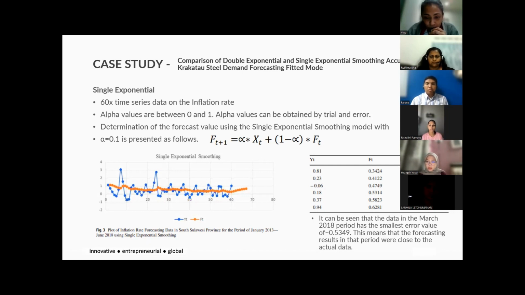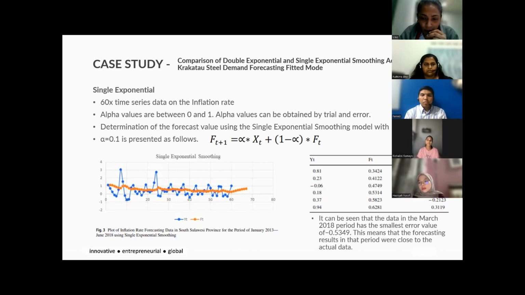So from the 66 data, we need to use this formula to calculate all the MSE and also MAPE from 2013 to 2018. Then they need to calculate the errors to determine the forecasting result, where the lowest error value is taken as the accurate forecasting result. We can see in March 2018, the period has the smallest error, which is negative 0.5349, which means the forecasting result in that period is actually close to the actual data.